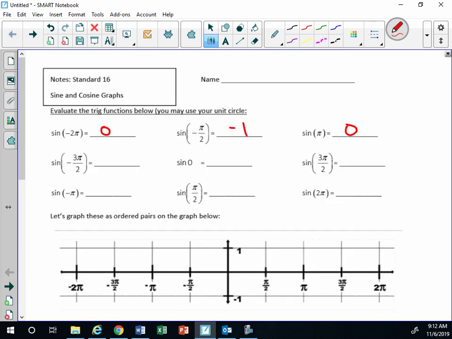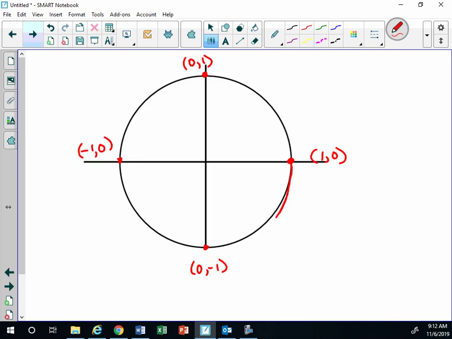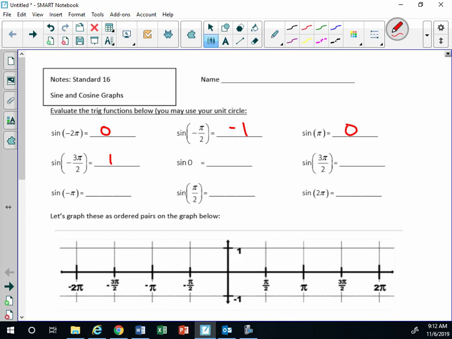All right, so let's keep going. What about sine of negative 3 pi over 2? Is it 1 or negative 1? Let's think about it, okay? Negative 3 pi over 2, that would be all the way to here. Okay, so it is positive 1. What about the sine of 0? 0. What about the sine of 3 pi over 2? Negative 1, okay.